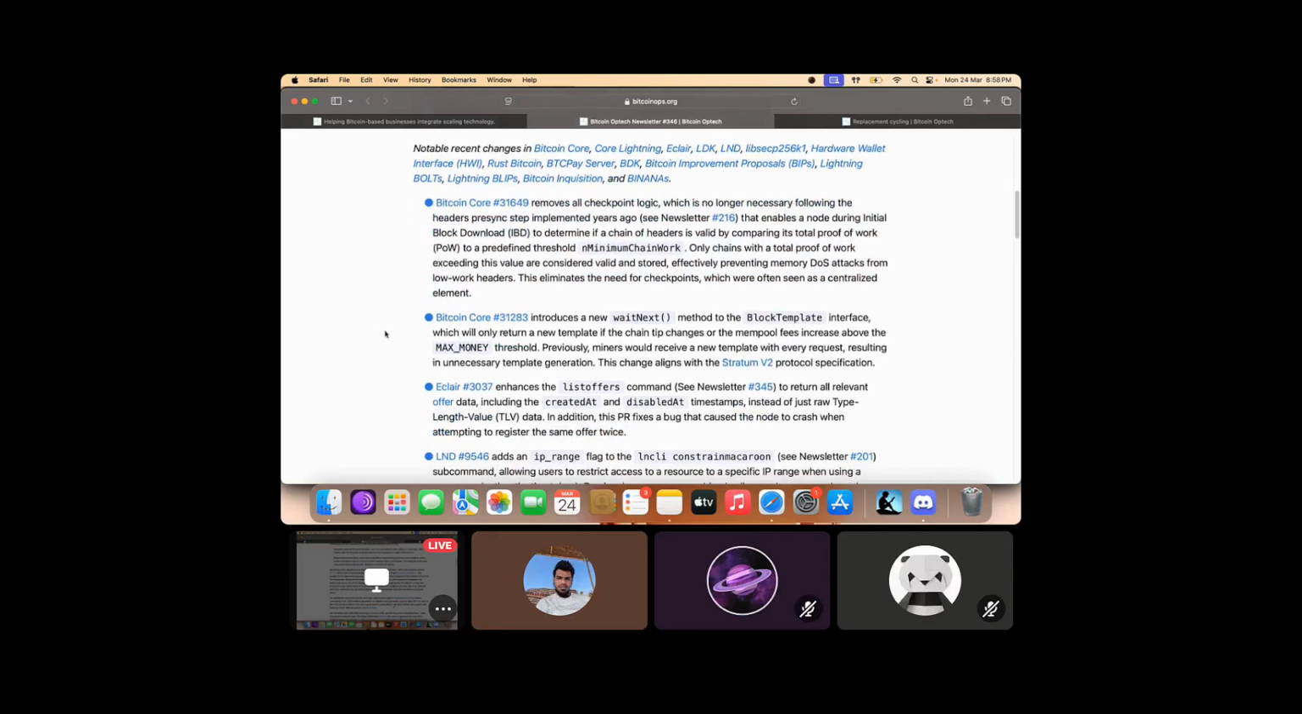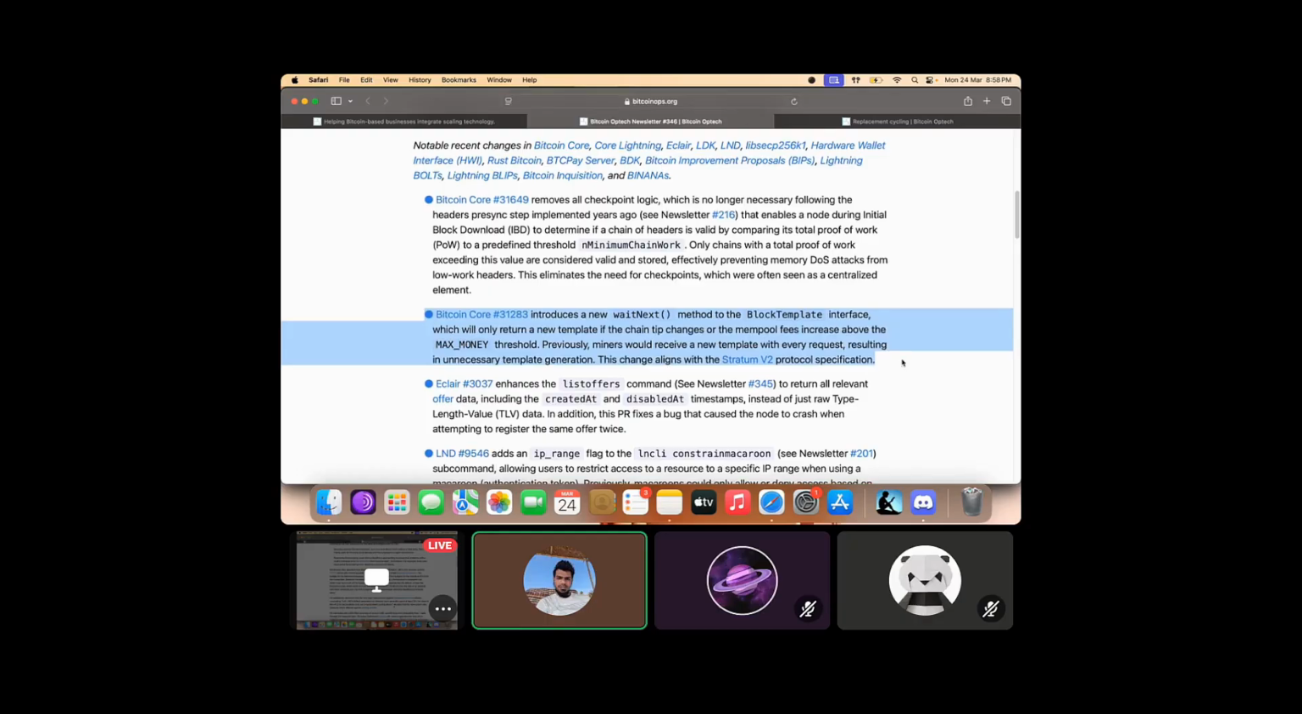Let's read the second one. Bitcoin Core introduces a new wait next method to the block template interface, which will only return a new template if the chain tip changes or the mempool fees increased above the max money threshold. Previously, miners would receive a new template with every request, resulting in unnecessary template generation. This change aligns with the Stratum V2 protocol specification.